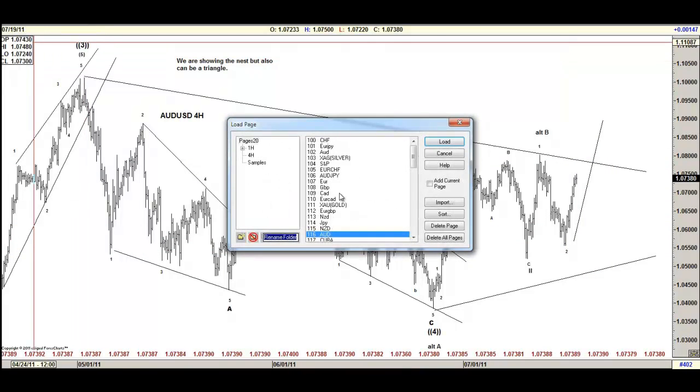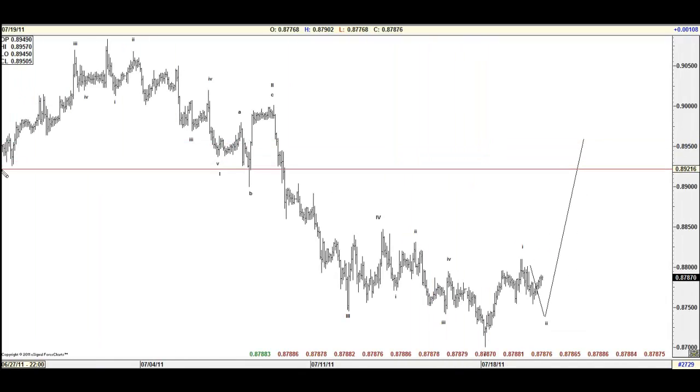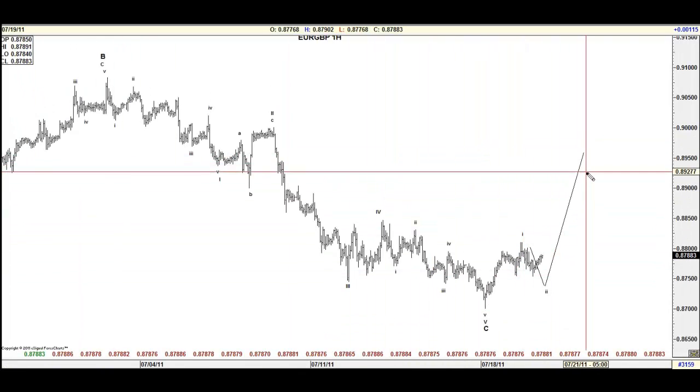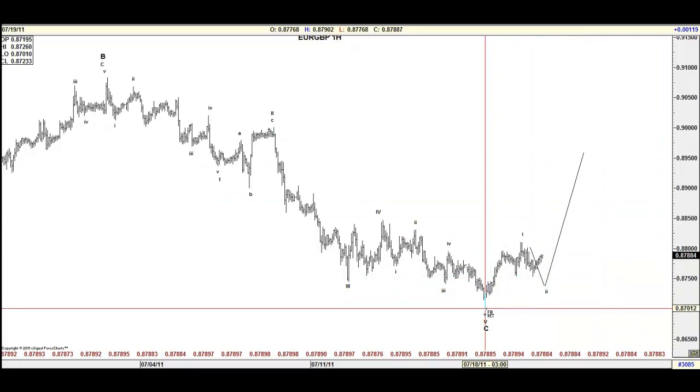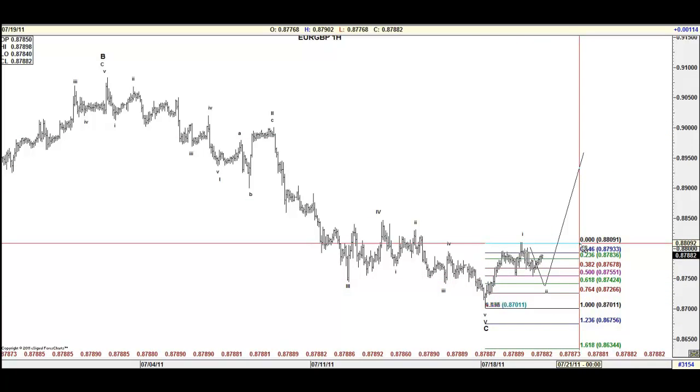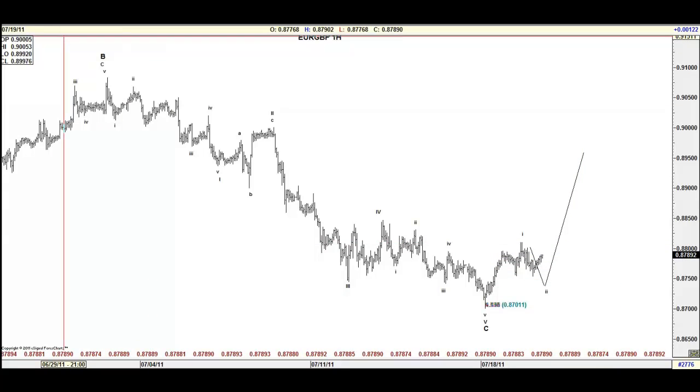Now let's take a look at the euro pound. Very nice structure here, which should trade higher in at least another leg. As of right now, it tests the 50% retracement and it rebounds, so be aware of that.